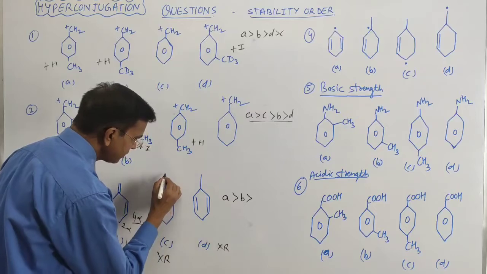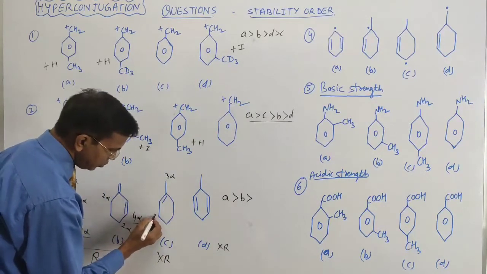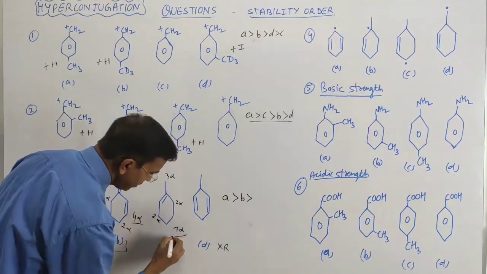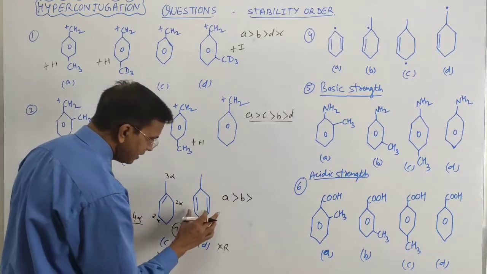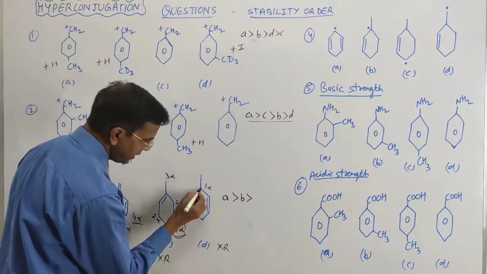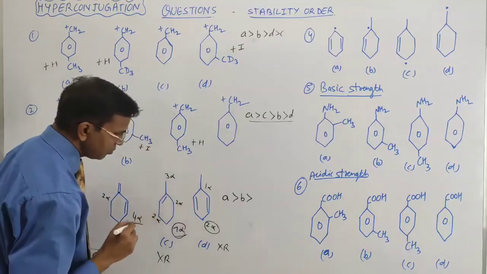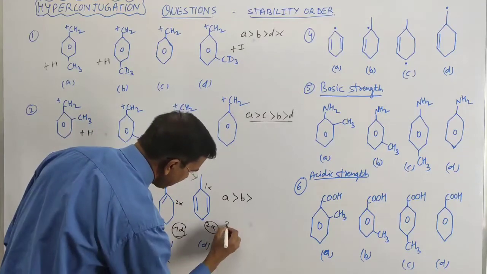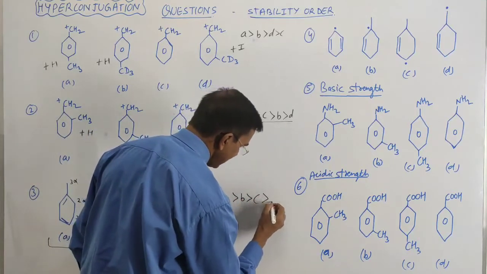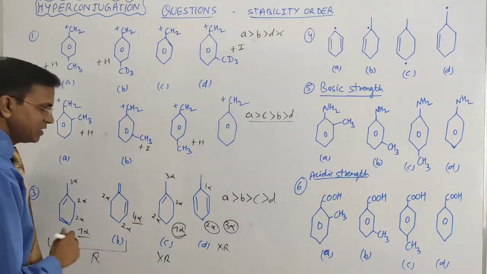Now come to without resonance. Here is 3 alpha, here is 2 alpha, here is 2 alpha. So in total 7 alpha is there. Right? Here is 1 alpha at this carbon, and at this carbon 2 alpha. Right? So in total here it is 3 alpha. So 7 alpha is more, so it is C and then D. So this is the stability order of the given species.